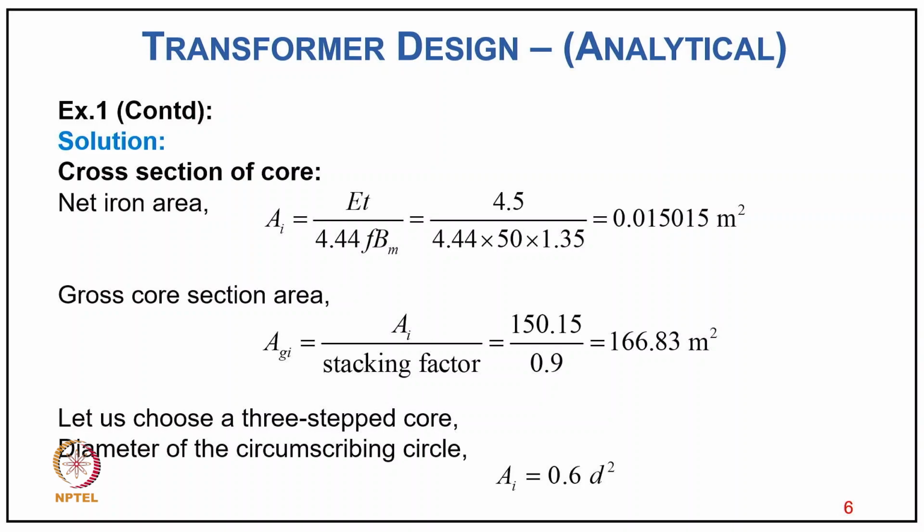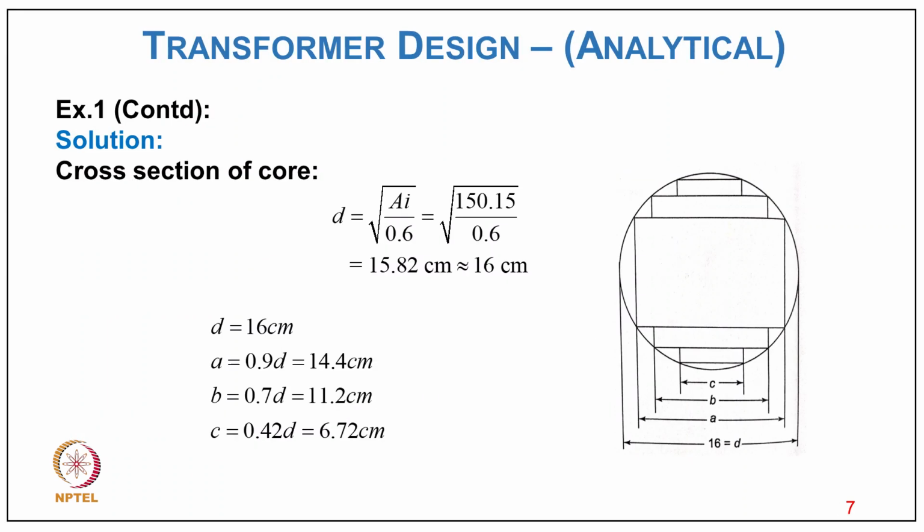Let us choose a 3-step core, with the diameter d of the circumscribing circle, where Ai equals 0.6 d square. Just as an example, with the dimensions as shown in the figure like A, B, C, D. From the cross section area, we can find the diameter of the circumscribing circle, d equals the square root of Ai upon 0.6. Putting the value, it comes to 15.82, that is around 16 centimeter.